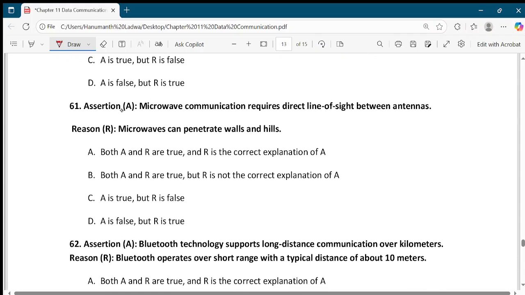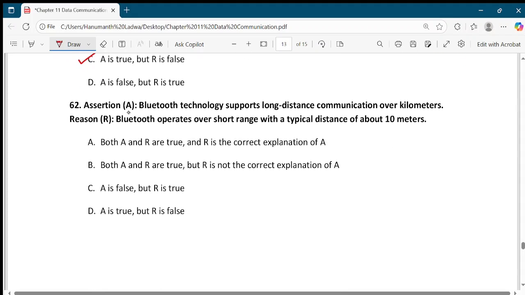Question number 61. Assertion A. Microwave communication requires direct line of sight between antennas. This statement is true. Reason R: microwaves can penetrate walls and hills. No, this is false. Here you can observe option C, A is true, but R is false is the right answer.